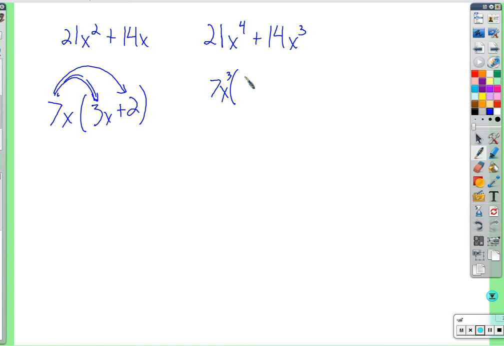Let's test it and see. What would be multiplied by here? 3x. Let's see, we distribute the 7x to the 3rd. 7 times 3 is 21. x to the 3rd times x, so that's 1, 2, 3 x's times 1 more x. That's x to the 4th. And plus just the 2.